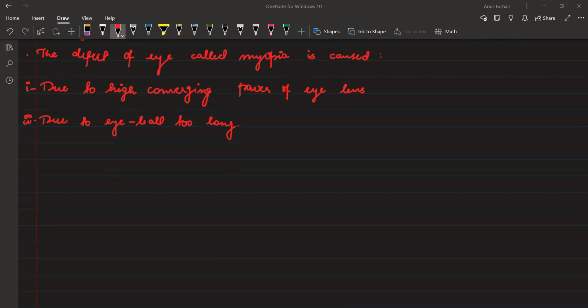So the eyeball being too long makes an oval shape. Yes, Nabila, you are saying, please speak a little bit louder, dear. The second point: does that mean the eyeball is an oval shape? Yes, it will be like this.